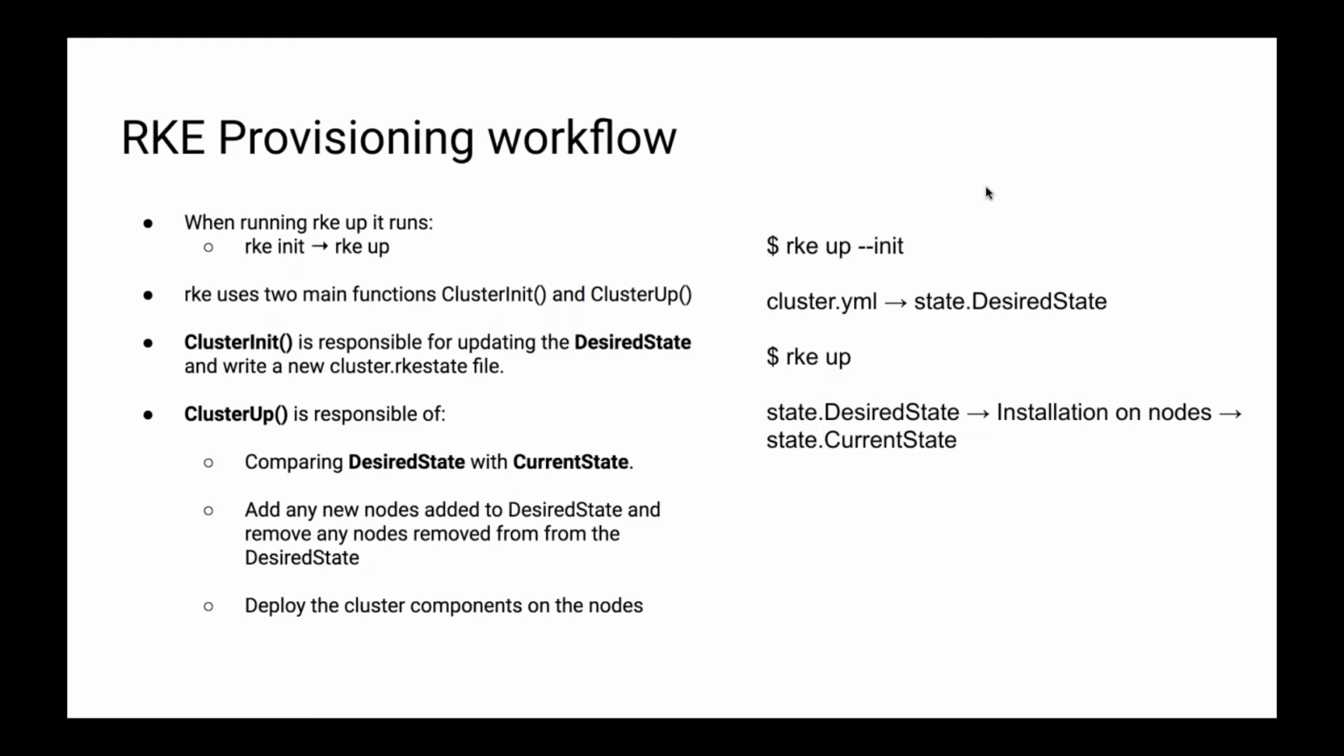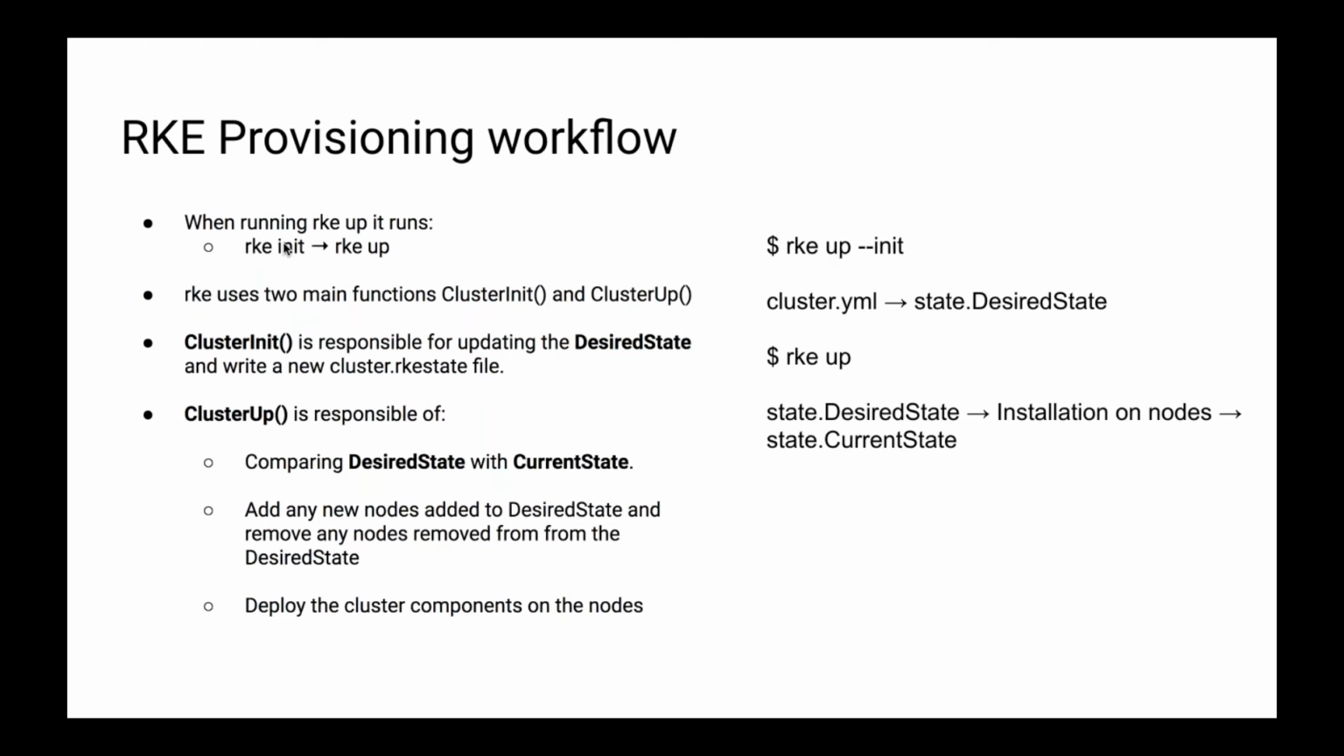So what happens when you run rke up? When running rke up, it runs something internally called RKE init, and then runs RKE up. If you look at the code, you will see that RKE uses two main functions to construct the cluster: one function called cluster init and the other called cluster up. The cluster init, which is RKE init, is used to update the desired state of the state file. This is basically saying, I want my cluster to be in this state.